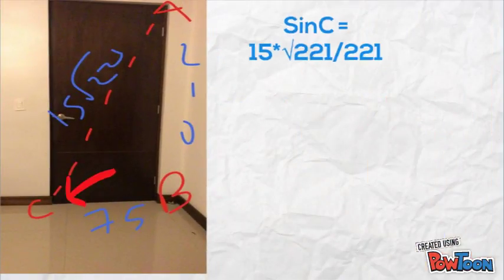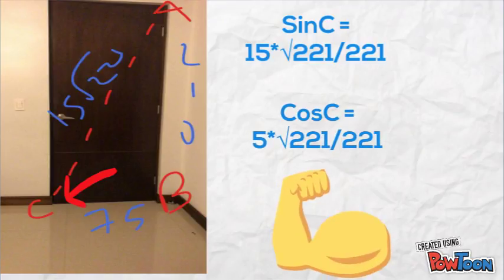The sine of C would be 14 times square root of 221 divided by 221. The cosine of C would be 5 times square root of 221 divided by 221.